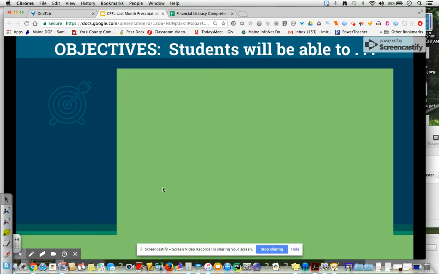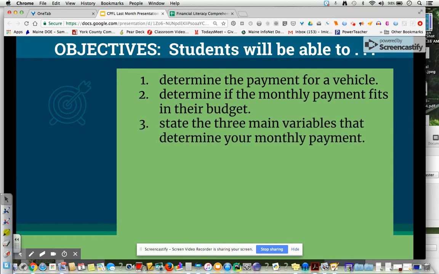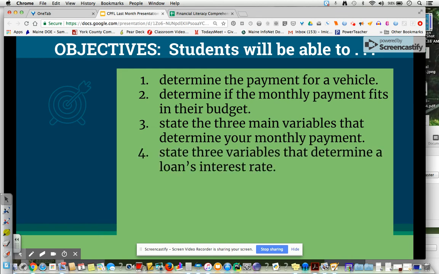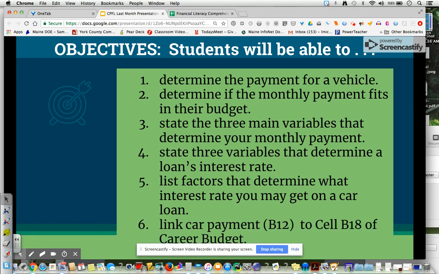All right, car loan spreadsheet. You should be able to determine the payment for a vehicle, determine if the monthly payment fits into your budget. So remember, when you make a change, perform what-if analysis and look at your discretionary income to make sure it's positive. State the 3 main variables that determine your monthly payment and 3 variables that determine a loan's interest rate. And also list factors that determine what interest rate you may get on a car loan. And then you need to be able to link your car payment to your budget.